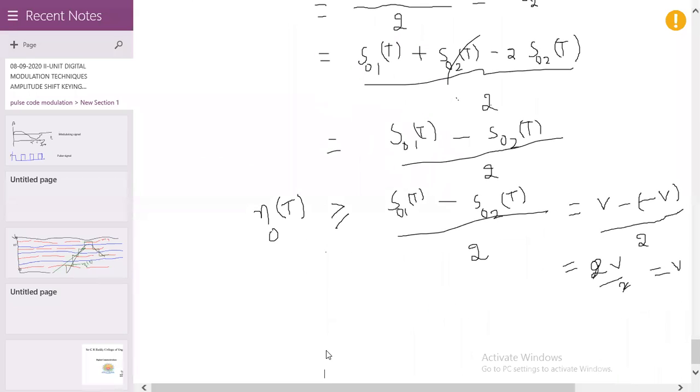Noise signal N naught of t greater than or equal to V, if it has that magnitude, then there is a probability of error. When actually you transmitted logic 0, that means negative voltage is transmitted, that signal is corrupted with the noise. How much noise gives us an error at the output? According to that decision boundary, here we can use that voltage difference equation. N naught of t is greater than or equal to plus V.